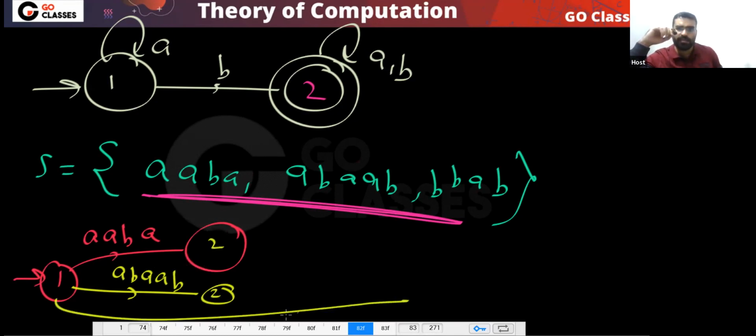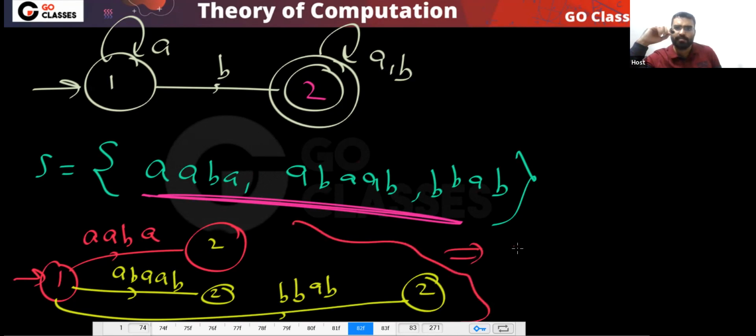And where this is going, B, B, A, B. This is also going to state number 2. So you can notice at least 2 are going to the same state. Correct? At least 2 are going to the same state.